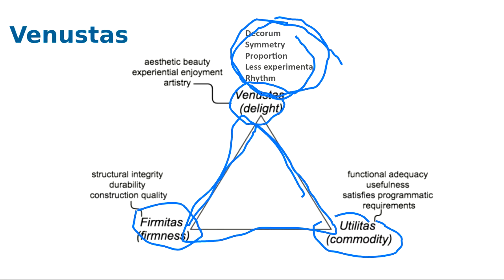So it becomes less experimental, more of a cookie cutter. You see that all of the basilicas and all the designs look very similar, because there's some idea that this is the standard of beauty, so they start following that. There is experimentation, but not as much as maybe there was when there was not such a certain standard. And then you see the rhythm.